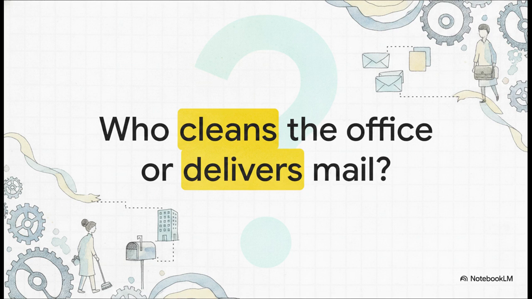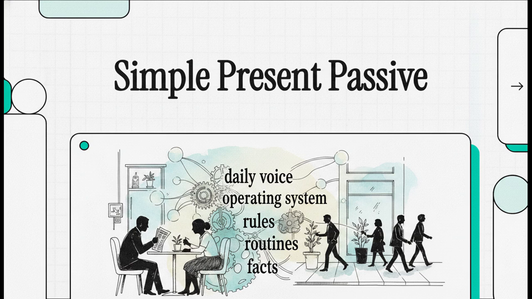When we talk about these routine parts of our day, we naturally slip into a specific type of language that completely hides the doer of the action. It's basically the invisible architecture shaping how we communicate every single day. So welcome to today's explainer. Today, we are decoding the simple present passive voice together. You can kind of think of this as the hidden daily voice.